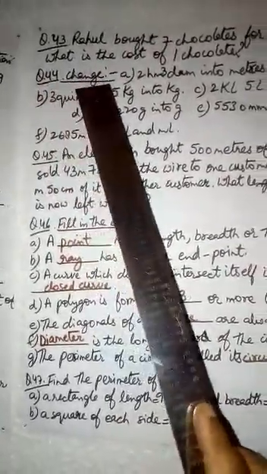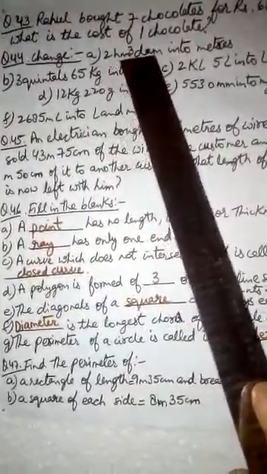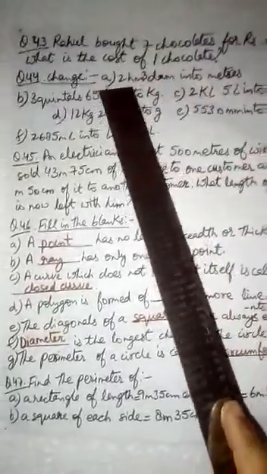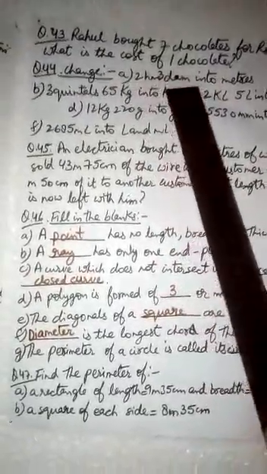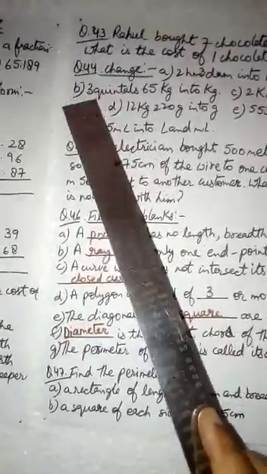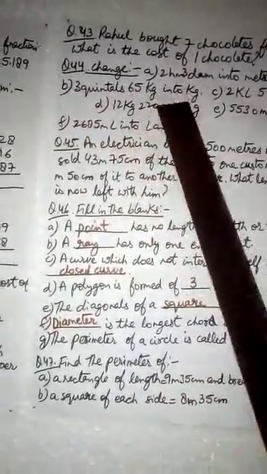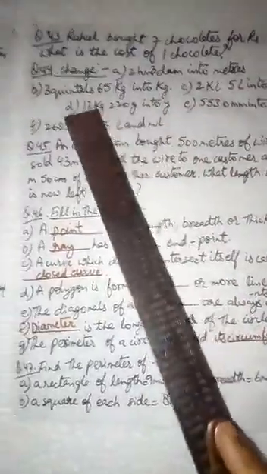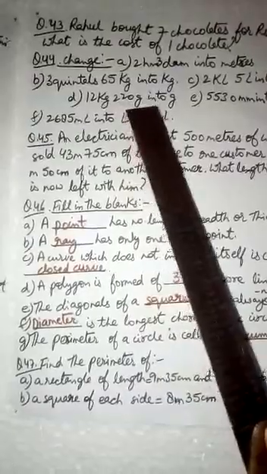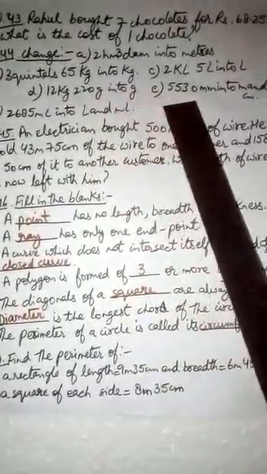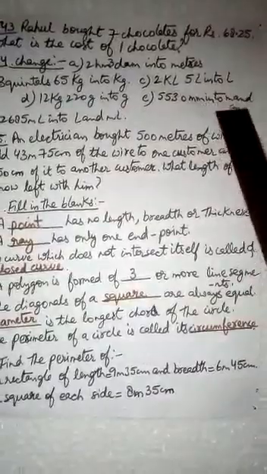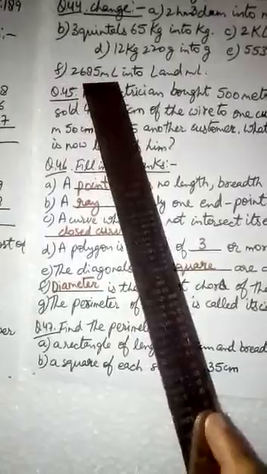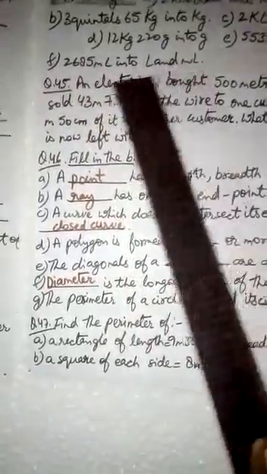Question number 44. Change. You have to change the given numbers and units into the asked units. First is 2 hectometer, 3 decameter into meters. Second is 3 quintals, 65 kg into kg. Third is 2 kiloliter, 5 liter into liter. Fourth is 12 kg, 220 gram into grams. Fifth is 5530 millimeter into meter and centimeter. Sixth is 2685 ml into liter and ml.